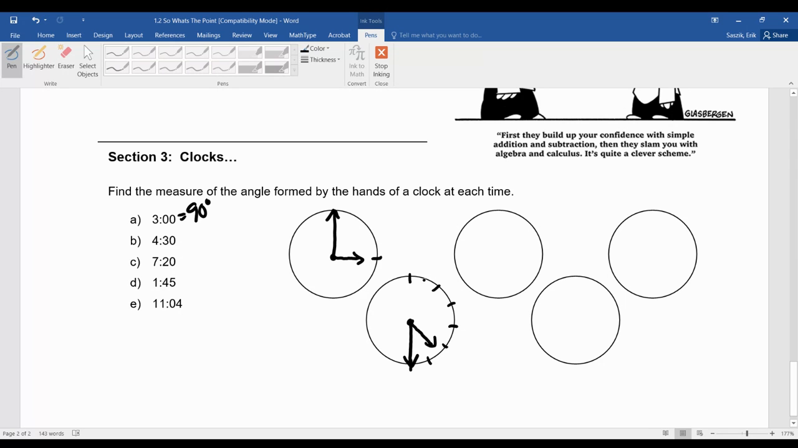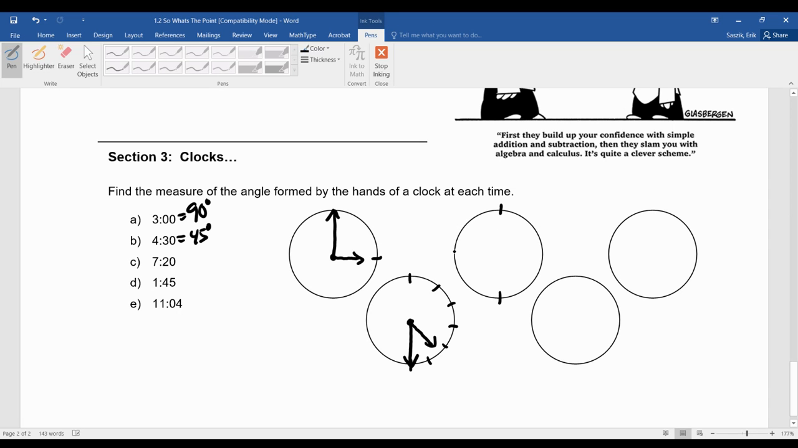Now remember, there are 12 sections of a clock. So 360 degrees divided by 12 would be 30. So each one of these full sections is 30 degrees. If that's 30 and this is exactly in the middle, this must be 15. So this angle is 45 degrees. Don't worry, we'll get to some harder ones in a little bit. I'm just talking through these simple ones.